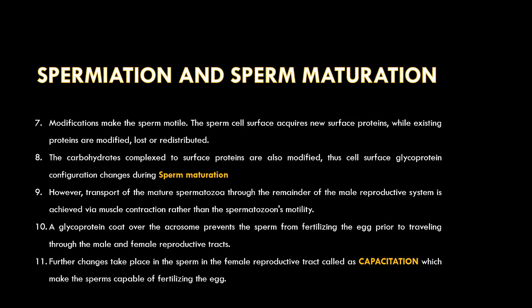Up till now also, the sperm is unable to fertilize the egg. There need to be further changes in the sperm. Those further changes occur only when the sperm enters the female reproductive tract, and those changes are called capacitation, which makes the sperms capable of fertilizing the egg.